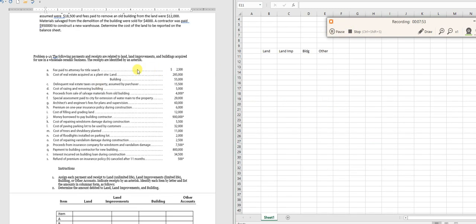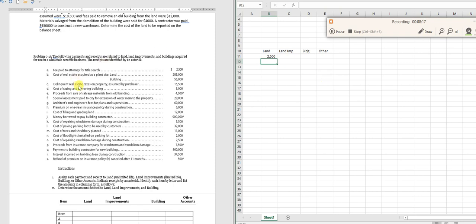Okay, this one I've got, I want to see if they're added to land improvements, building, or other. So I'll just kind of go as I go along. Fee paid to attorney for title search. That is added to the cost of the land. Next one, real estate taxes. Cost of real estate acquired as a plant site, land and buildings.